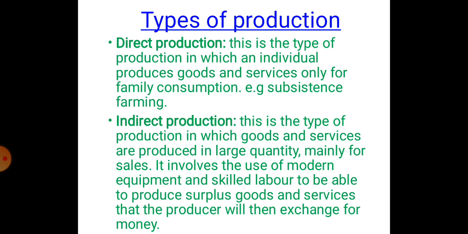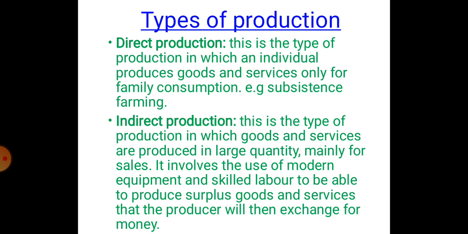Number two, indirect production. This is the type of production in which goods and services are produced in large quantity, mainly for sale. Goods are produced on a large scale here. In order to produce goods on a large scale, it involves the use of modern equipment and skilled labor to be able to produce surplus goods and services that the producer will then exchange for money.